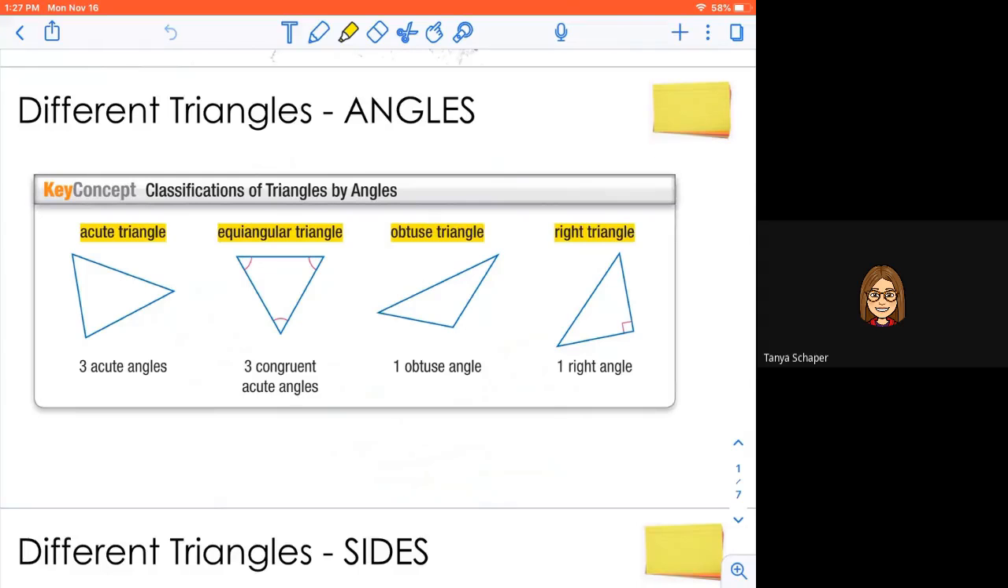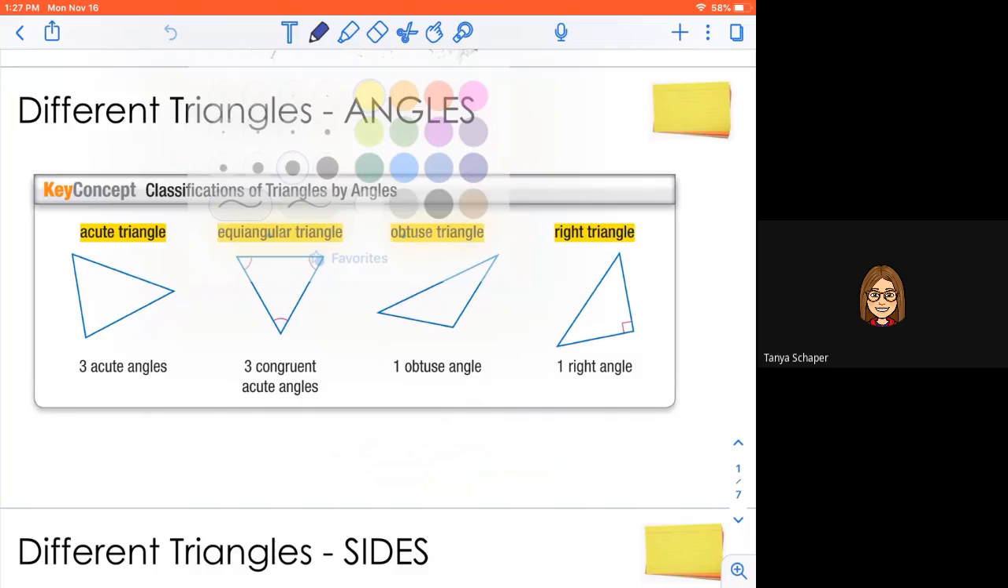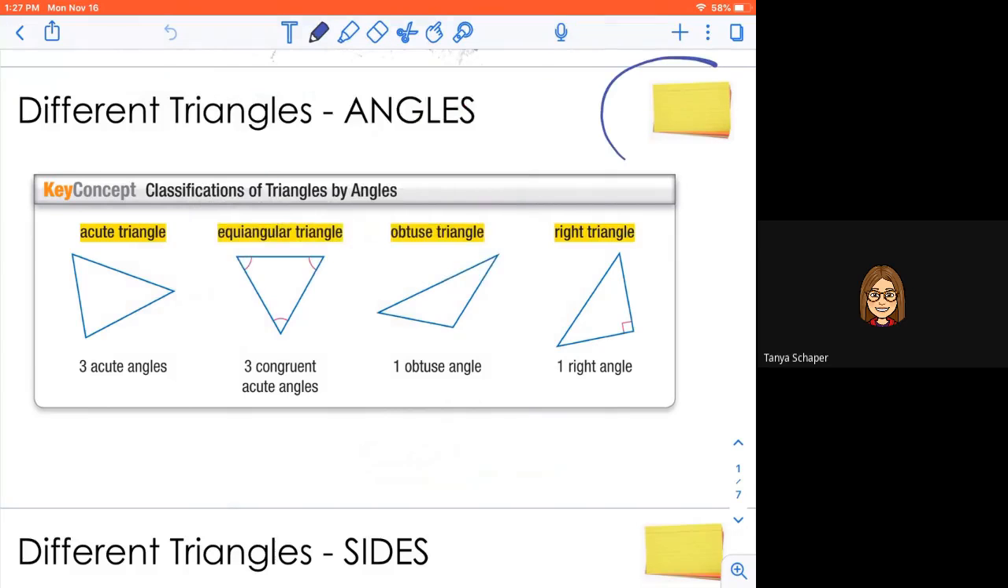I want you to notice up in the upper right-hand corner this notebook symbol, or note card symbol. Whenever you see the note card symbol, I want you to put this on a note card. You can do it in your notes, you can do it in your note card, you can do both. But we are going to be utilizing these note cards throughout the chapter. So you'll want to make sure you do that, and we'll talk about that in class as well.